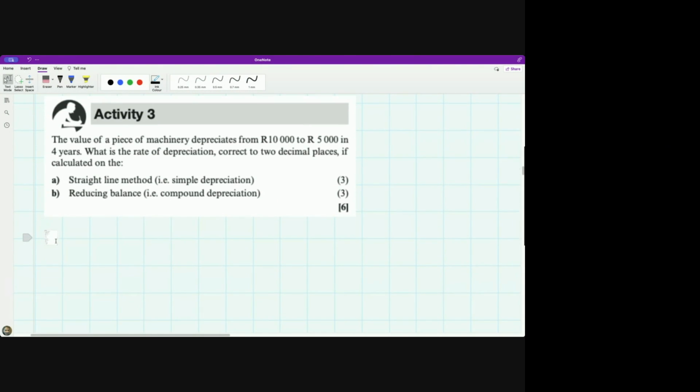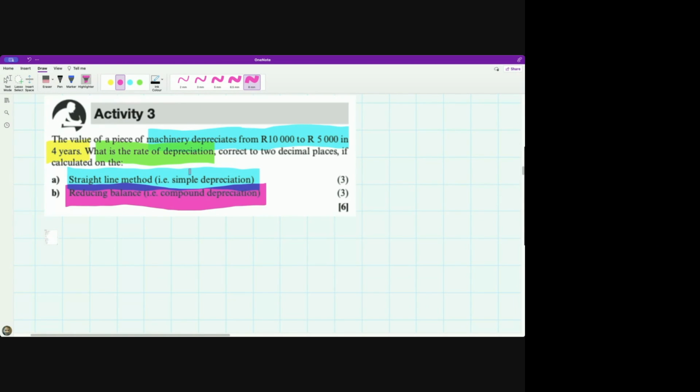So here is a question. It says, the value of a piece of machinery depreciates from 10,000 to 5,000. So it was worth 10,000 and went down to 5,000. It took place in 4 years. Then it says, what is the rate of depreciation correct in 2 decimal places if you use the straight line method? The straight line method is another way of saying simple depreciation. And then what is the correct rate of depreciation if I use the reducing balance or compound depreciation?